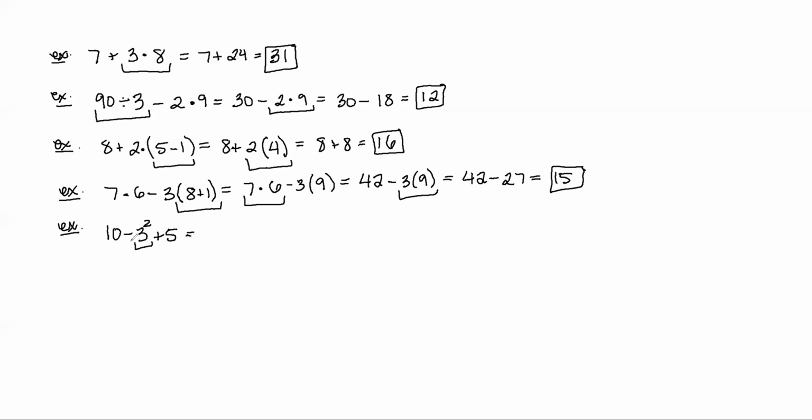This is a minus sign. It's not a negative 3. So we're going to go ahead and have 10 minus 3 squared is 9 plus 5. And now working from left to right, because we have subtraction and addition, 10 minus 9 is 1 plus 5, which gives us 6.